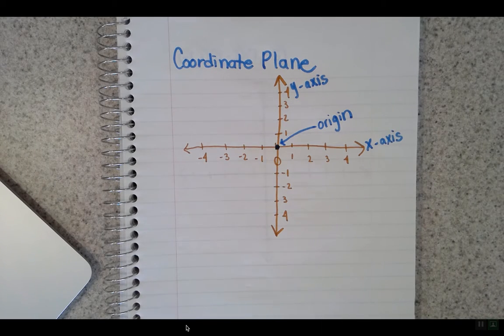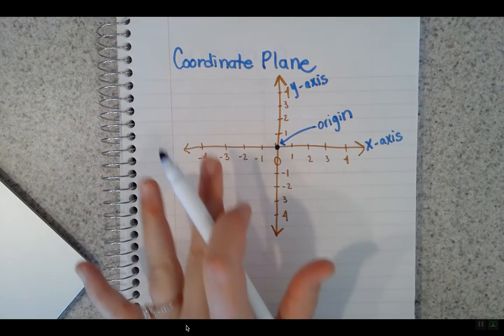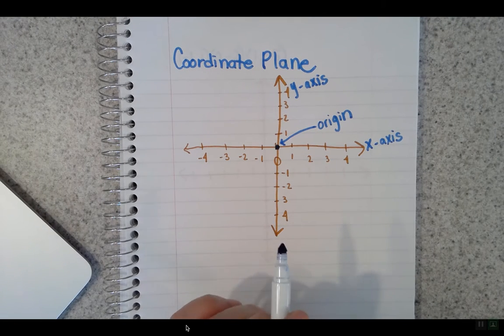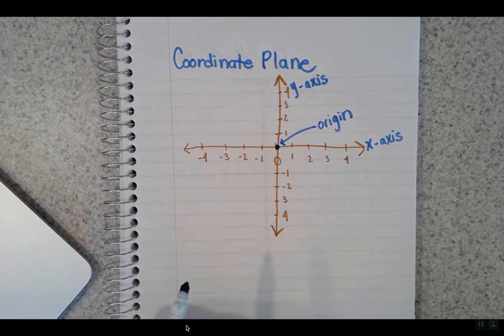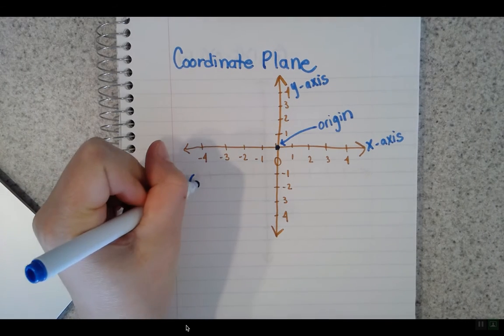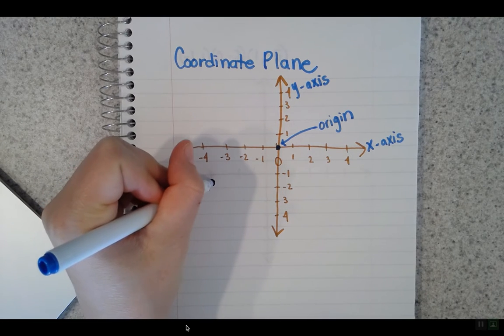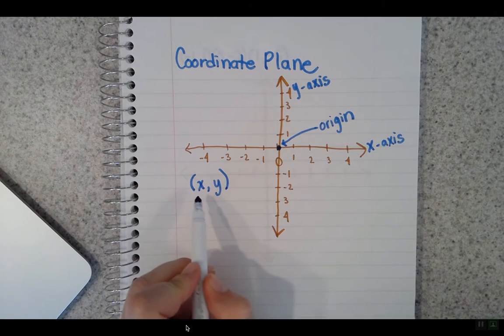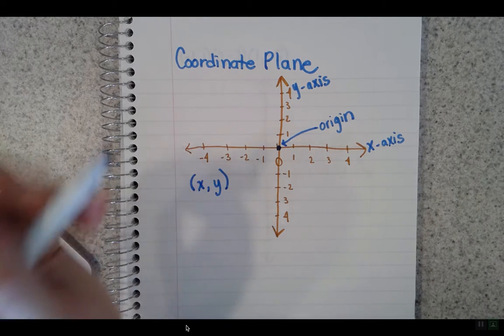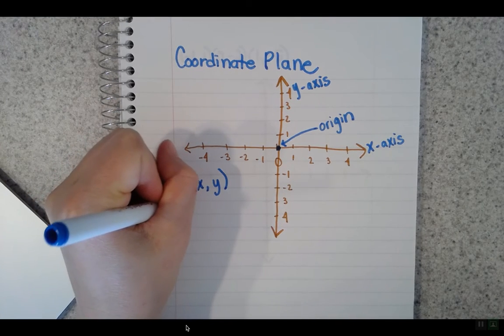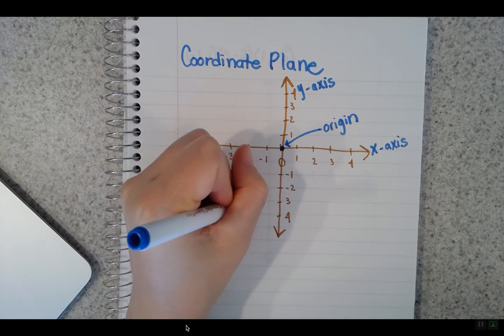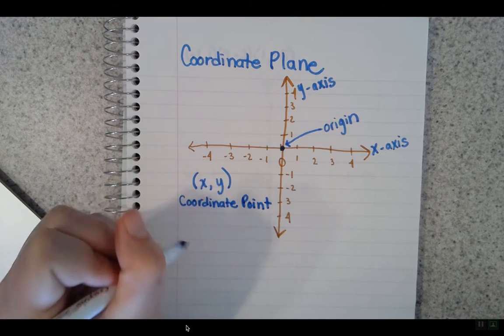Now you can graph points anywhere you want along the coordinate plane. Every point that you graph consists of two coordinates, the x and the y coordinate. This right here is called a coordinate point, and you will also hear this called an ordered pair.